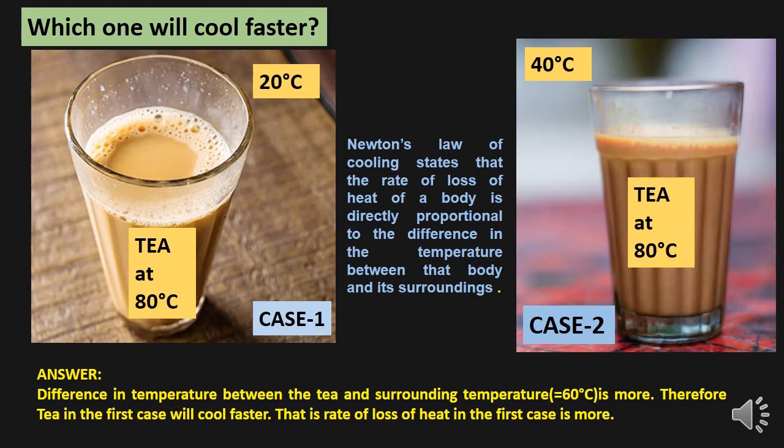It means that if the temperature difference between the body and the surrounding is more, the rate of loss of heat will also be more. That is, the body will cool much faster. If the temperature difference between the surrounding and the body is less, the rate of loss of heat of the body will also be less. It will take longer time for cooling. So that is the meaning of Newton's law of cooling.